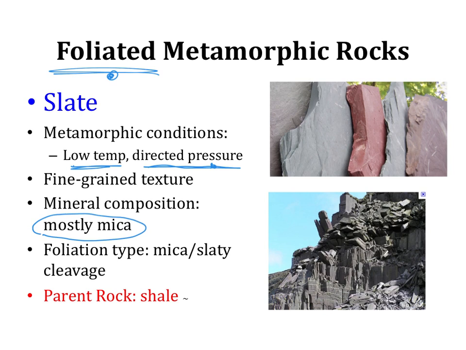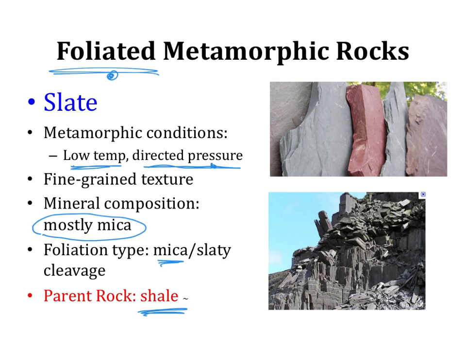So the foliation type would be mica foliation or that slaty cleavage. And its parent rock is the rock shale. So remember, shale is a sedimentary rock that is made mostly of clays, and clay is a sheet silicate. Micas are also a sheet silicate, so what happens during metamorphism is that the clay minerals transition and change. They recrystallize, and we get the growth of new minerals because the clays change into micas.